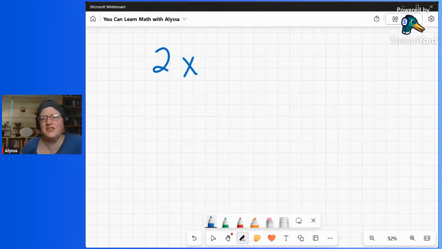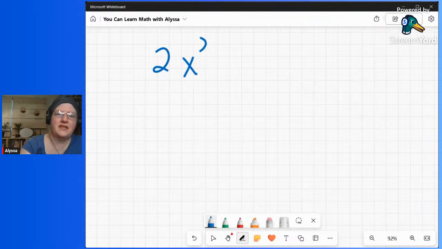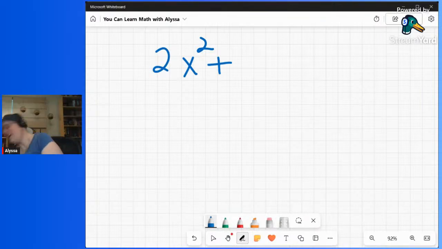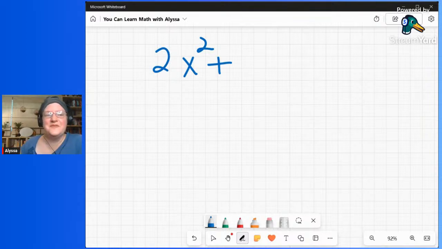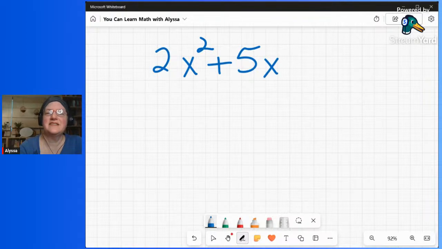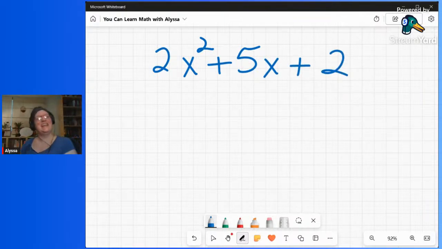Okay, so if we put a coefficient in front of that x squared, let's say I had 2x squared plus, let's say, oh goodness, I didn't write one of these down ahead of time. Shame on me. I prepared all this stuff and I didn't write down one I could reverse factor. Okay, let me think for a second. I'll say plus 5x plus 2. I hope I did that right in my head.